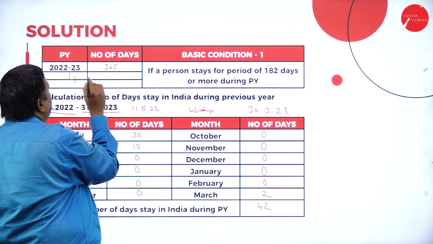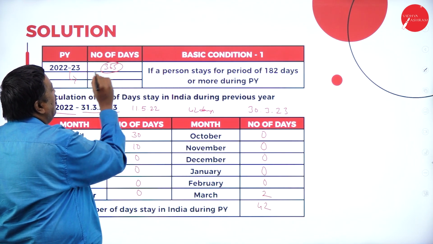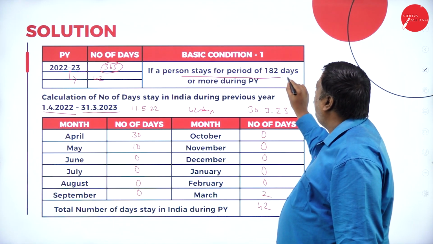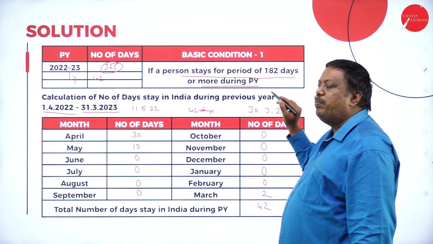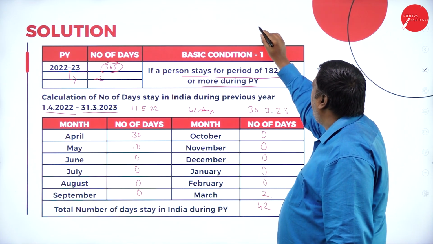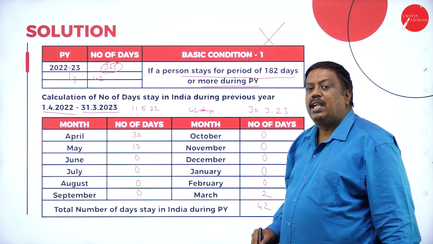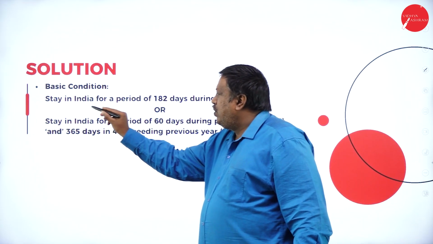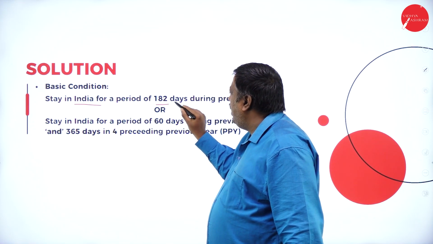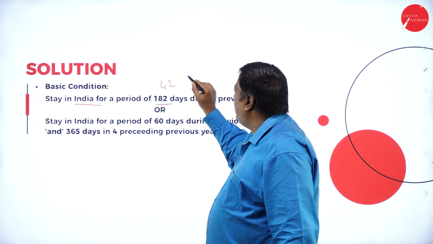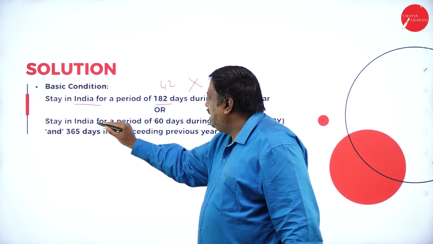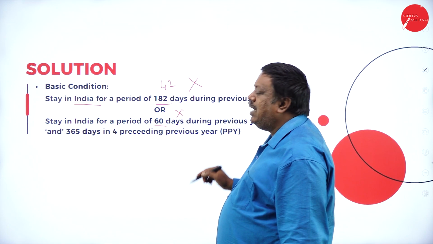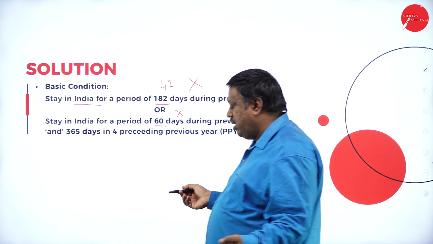During the previous year, I was in India for 42 days, not for 365. So what is the condition we have here? Stay in India for a period of 182 days or more during the previous year. I have not satisfied my first basic condition. What is my second basic condition? Stay in India for a period of 60 days, where I have stayed for 42 days. I have not satisfied that either. So automatically my status will be non-resident.